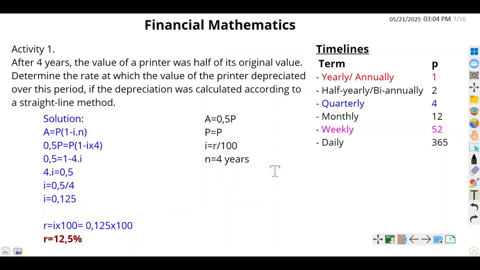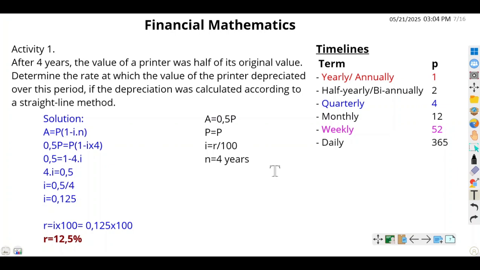Okay, so activity 1. After 4 years, the value of a printer was half of its original value. Here's a printer, right? It has a certain value. Let's say the value is X, and after 4 years the value of the printer has been reduced. It is now half of what it was initially.